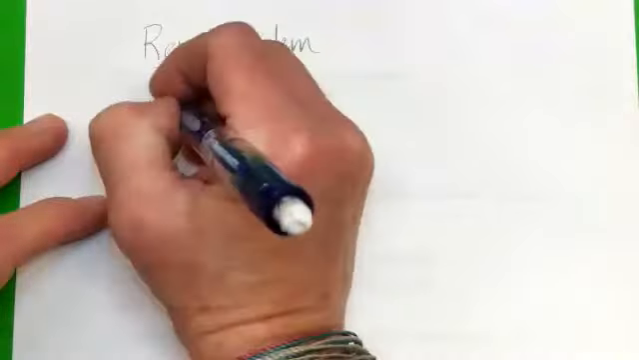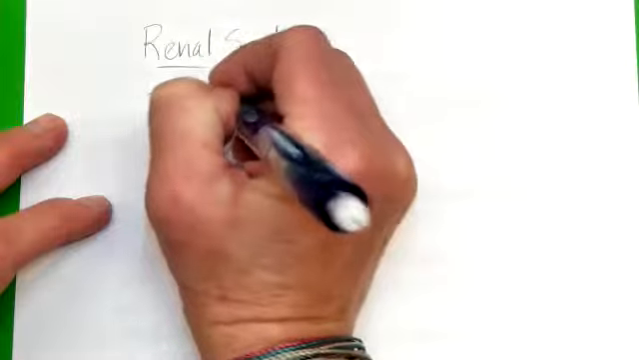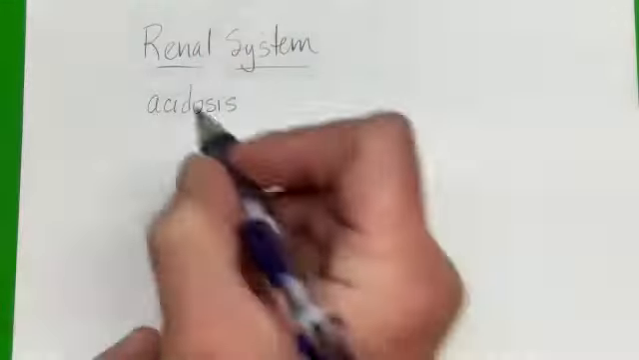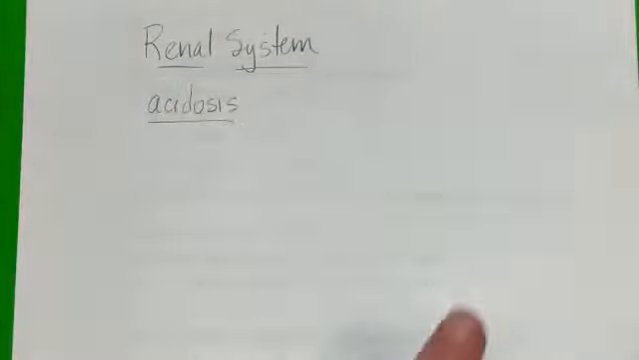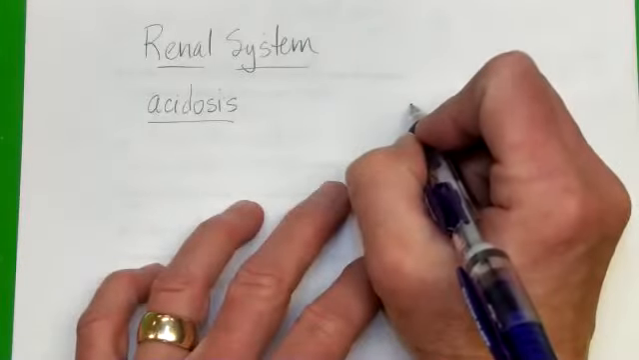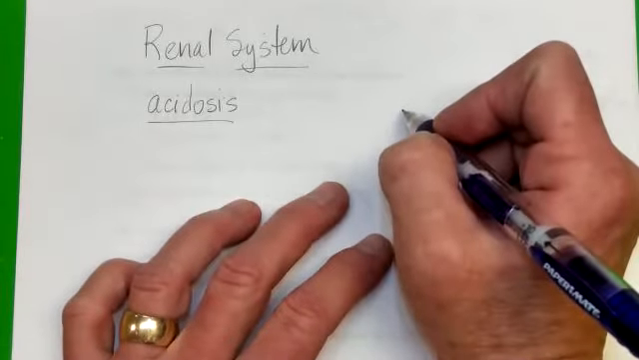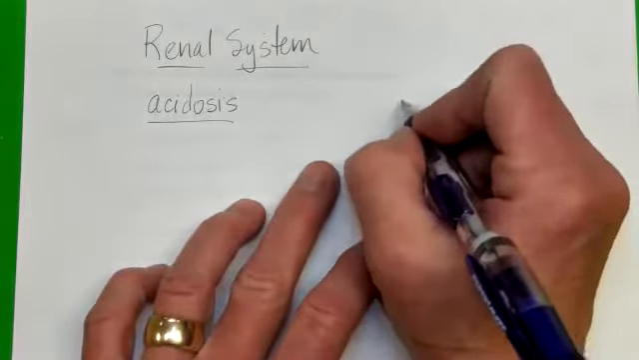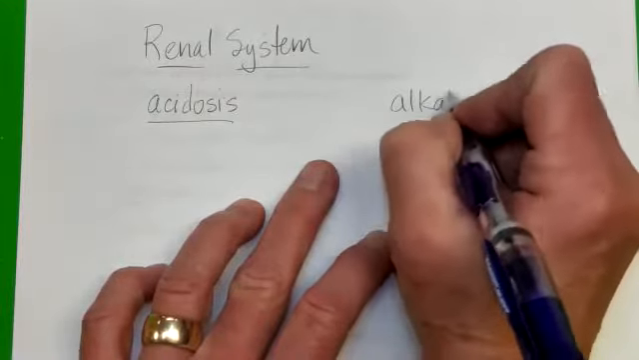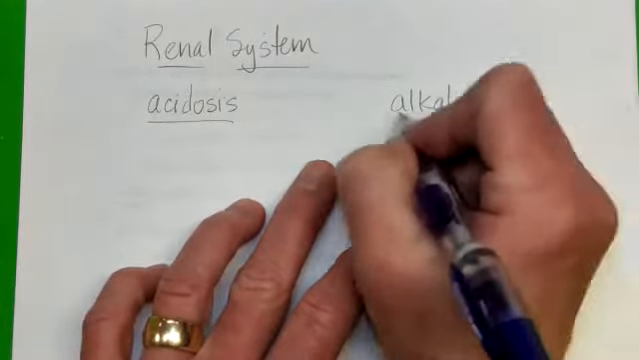If our pH is too low, what condition are we in? Acidosis. Yay! Perfect. All right. So we're either going to be in acidosis or we're going to be in what? What's the opposite of acidosis? Alkaline or something. Yeah, alkaline or something, alkalosis. Yep, perfect.